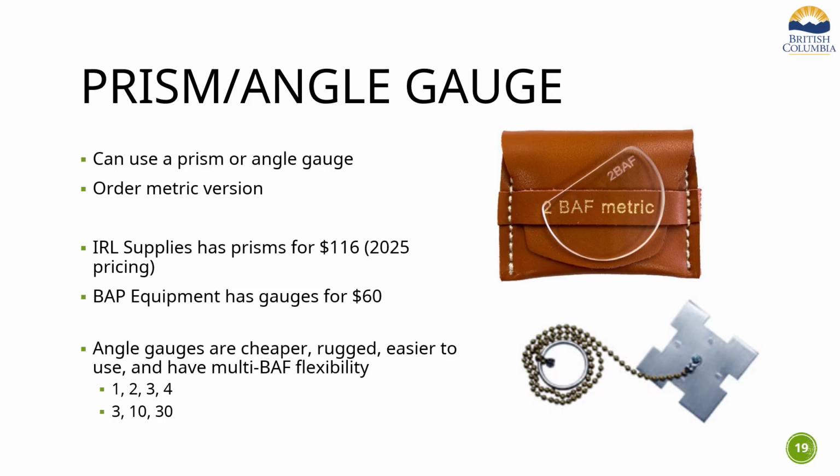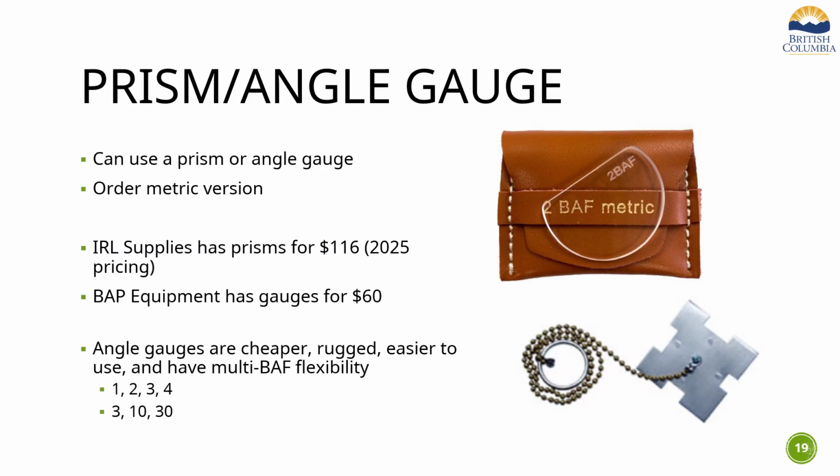So prisms are way more common in BC, but angle gauges are also an option. They're incredibly common back east. They'd be a perfect tool, in my opinion, for silviculture surveying. It's an easier learning curve, they don't break, and you get multiple BAFs per device, so it's a lot cheaper. You can buy them from BAP Equipment. It's a New Brunswick company, and they're $60 each.